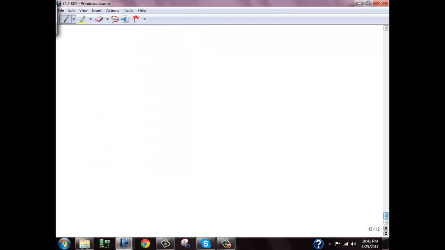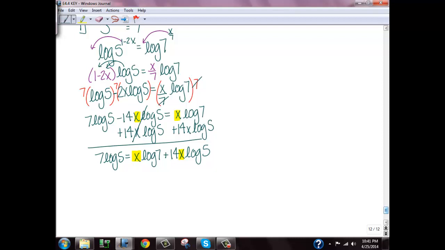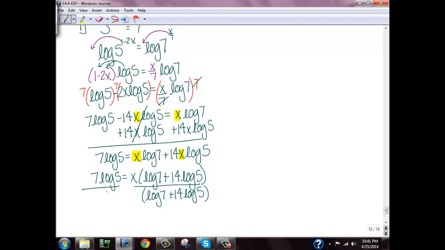Okay, how much room do I have left? I have, okay. So I'm going to go ahead and write 7 log 5 is equal to, if I take this x out, I'm left with log 7 plus 14 log 5. Okay. And now, notice, since x is by itself, all I have to do is divide off this horrible mess. Okay. Now, this horrible mess, notice because I used regular log, these are numbers I can just easily punch into my calculator to get an answer for. Okay. So that's what I'm going to do.